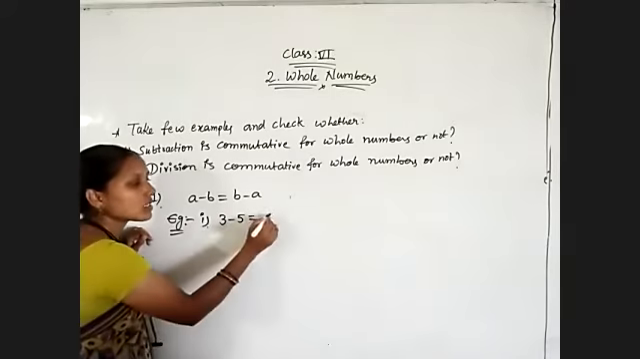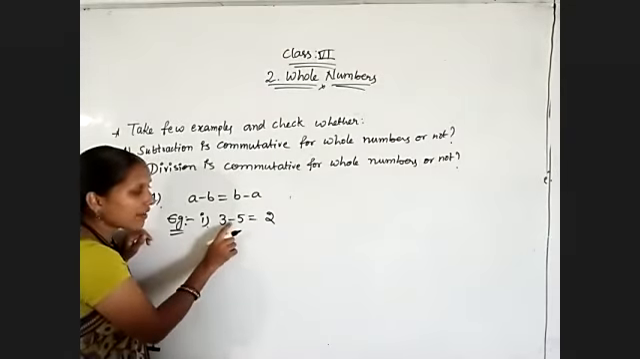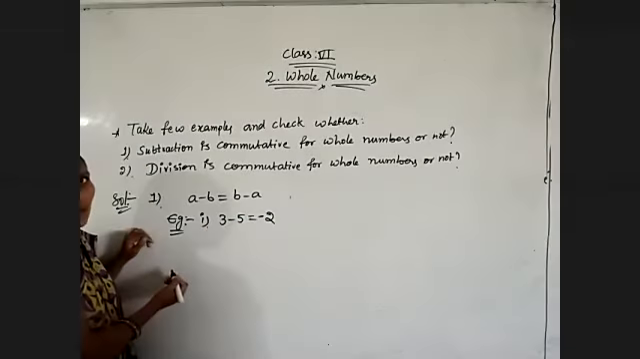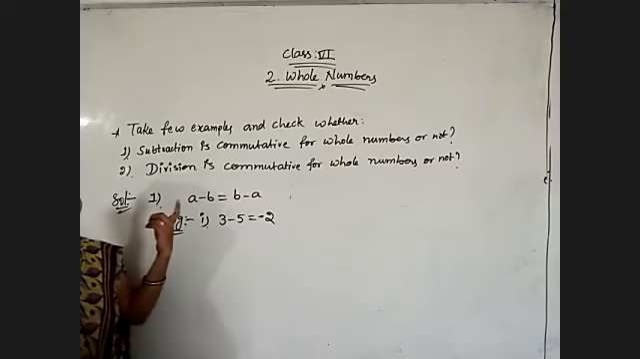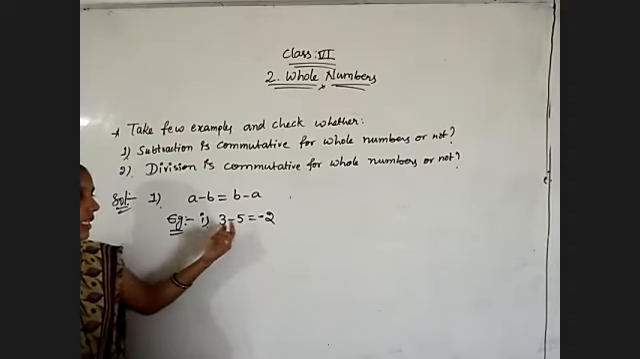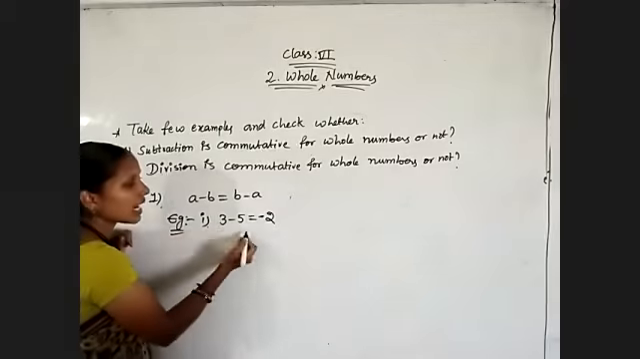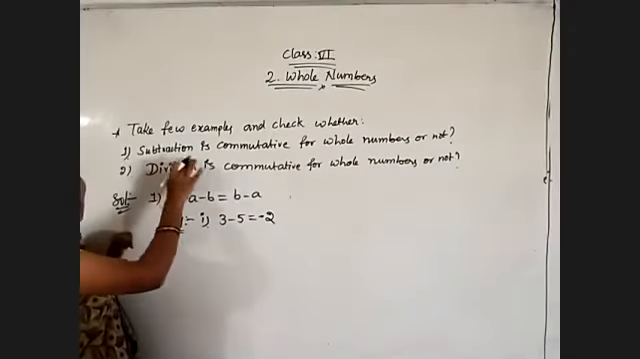5 minus 3 is 2. Okay, the difference is 2. And 5 is having a minus sign, so we will get minus 2 as the result. Whenever you are performing subtraction, whatever sign is there for the greater number, that sign only you will get. Okay. And change the order. That is, a minus b must be equal to b minus a according to the commutative property.